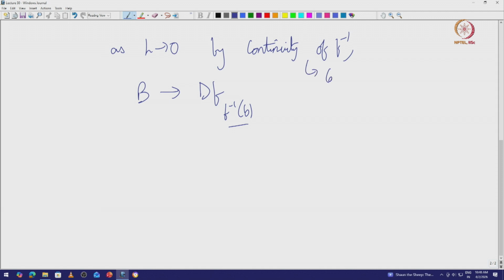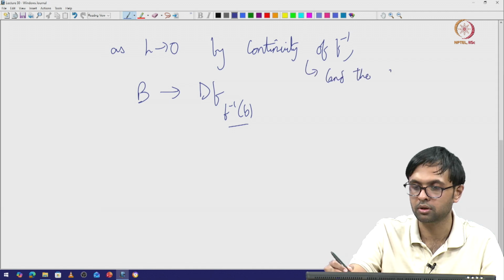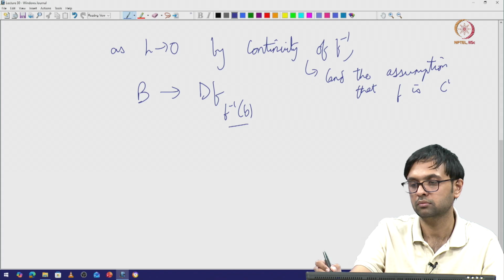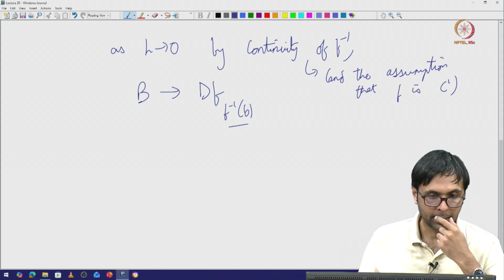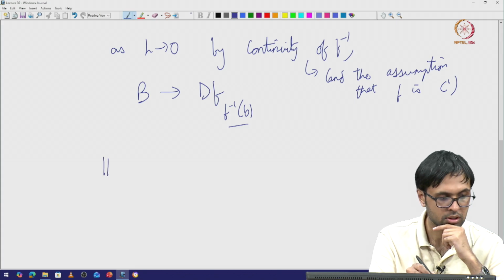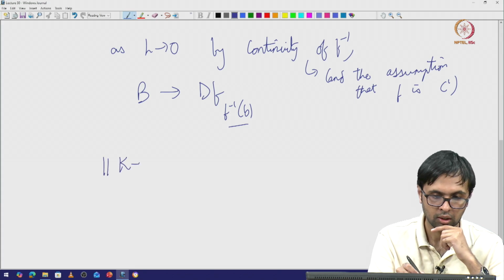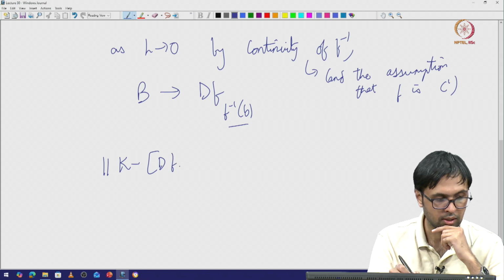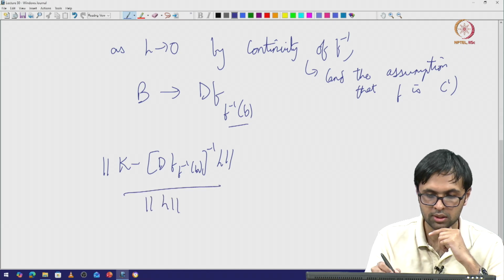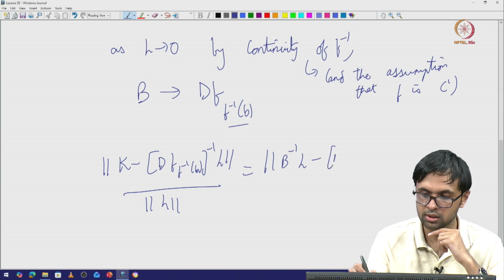Technically, this uses the assumption that f is C1. Okay, right. So B goes to this. What does this mean? This means that if you take this limit, divided by norm h, what's this? This is B inverse h minus this, divided by norm h.